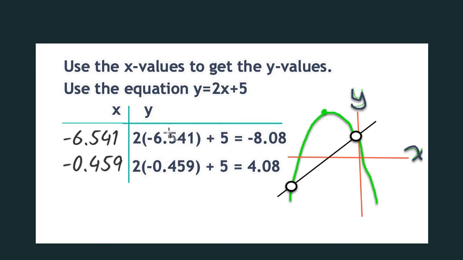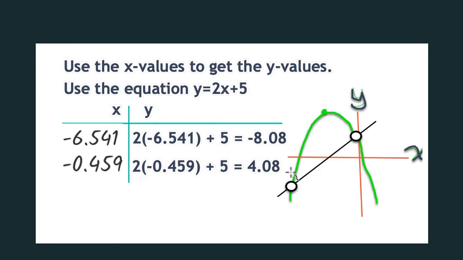Finally, we're going to use the x values that we have to get the y values at the points of intersection. So first thing I want to do, I just want to take a look and see if these x values are reasonable. So negative 6.5. Well, that's negative 6.5. So that's the x value right here. Okay, if we go up to the x-axis. Then the other one is negative 0.459. So if we look, that's somewhere close to the y-axis. So that does make sense.